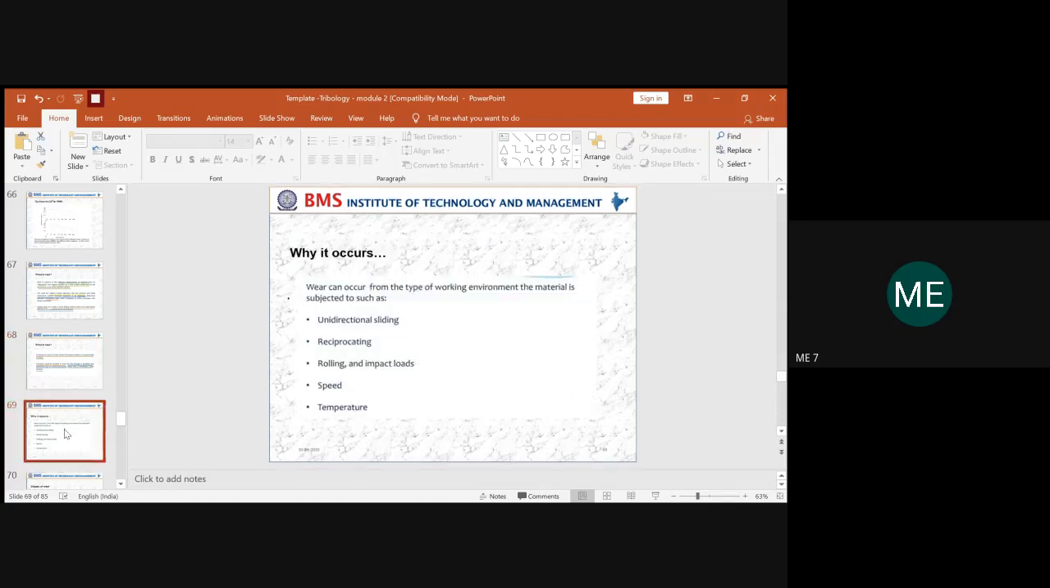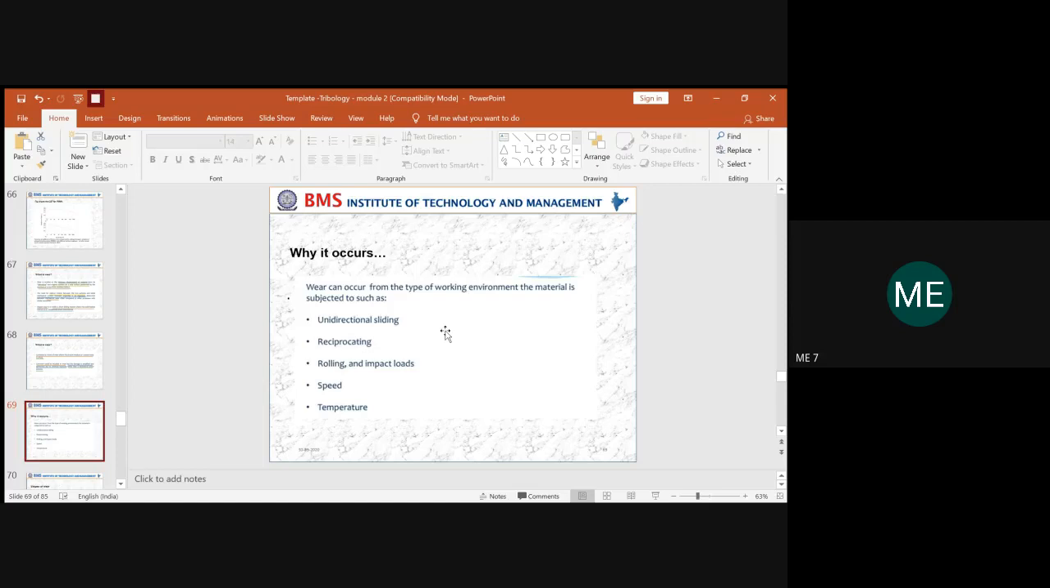Before that, what I want to tell you is why wear usually occurs. Wear usually occurs due to different environmental features. It depends upon the working environmental features, like the direction of sliding. Is it unidirectional sliding, or to and fro sliding motion? Is it a reciprocating motion? Is it rolling continuously? You have the impact of loads across the rolling component, what is the speed with which it is moving, and what is the temperature within which you are keeping the mechanical components and getting the required relative motion.